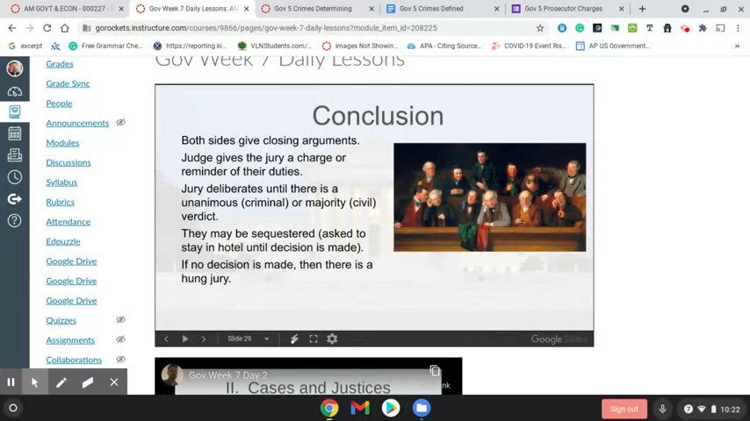If no decision is made, then it's referred to as a hung jury. If that occurs or anything else that messes up the trial, it's referred to as a mistrial. And when that happens, it means the prosecutor has the ability to start the trial all over again with a new jury.